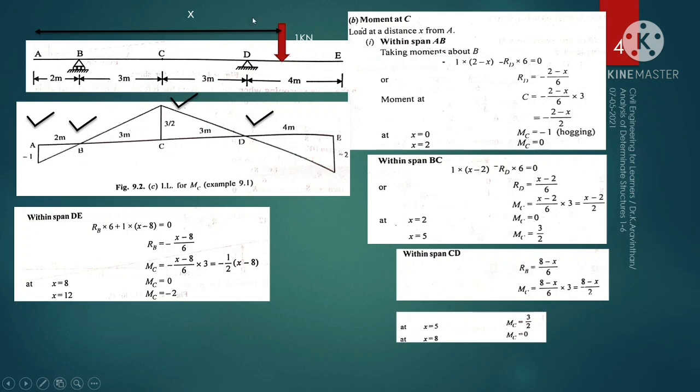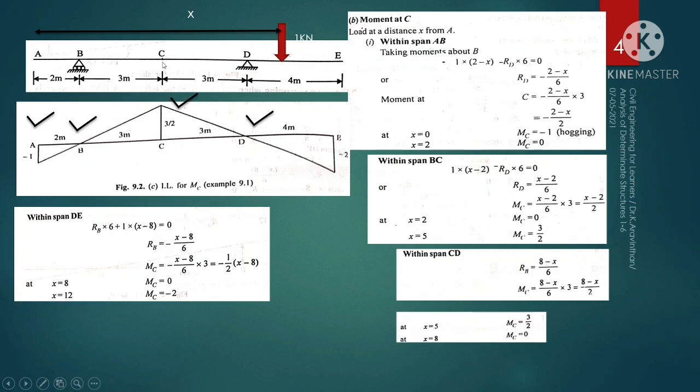The total distance is x, x minus 8 will be the remaining distance. So x minus 8. This is also clockwise, equal to 0. If I need RB, take it outside, x minus 8 divided by 6. If I substitute, D is at the point from the origin is 8 meter and E is at 12 meter.